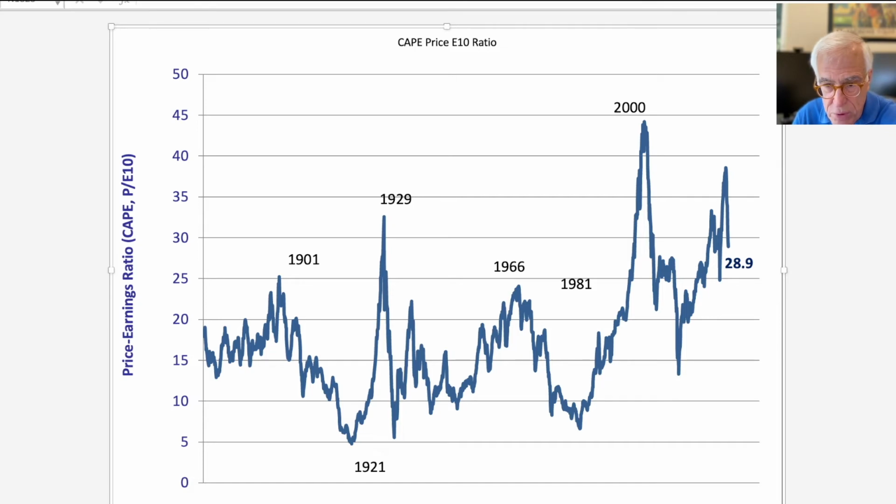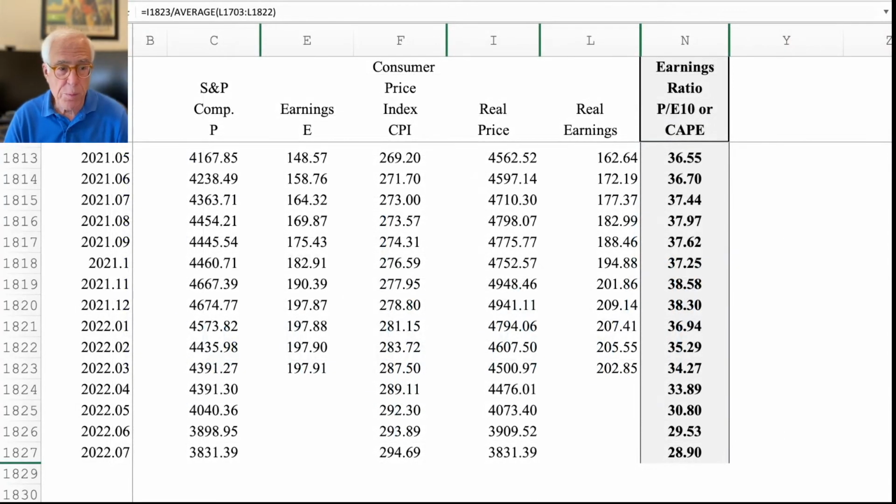And if we go to the spreadsheet data itself that you can get from Professor Shiller, let me explain the columns here. The first one is just the date. It's year dot month. For example, this is March 2022. And at that time, the S&P 500 was 4391.27. And the monthly earnings on the S&P index were 197.91.